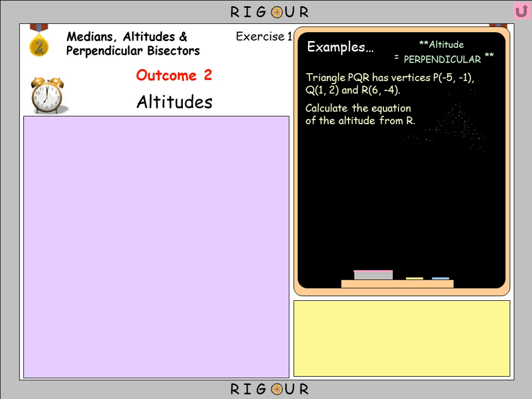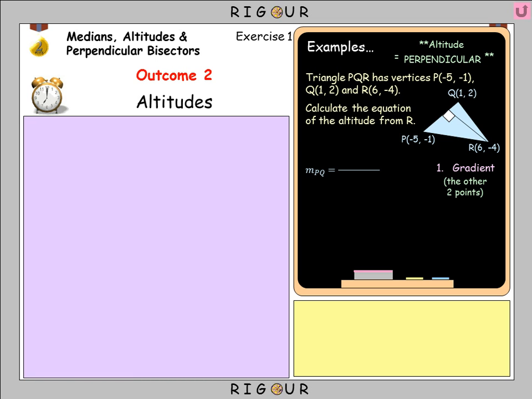So for this example, our sketch would look roughly like this, and the altitude from R goes from R, but it doesn't cut P and Q in half, it meets P and Q at a right angle. So step number 1, we're going to calculate the gradient, and in this case it would be of points P and Q, the other 2 points. So in this case, y2 is going to be 2, we're going to take away y1, which would be negative 1, and x2 would be 1, we're going to take away x1, which in this case is minus 5.